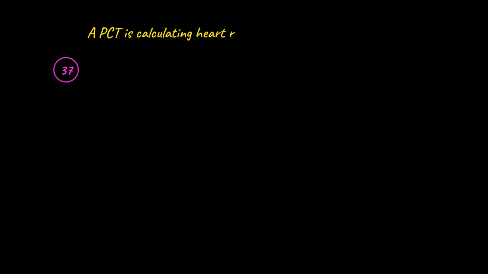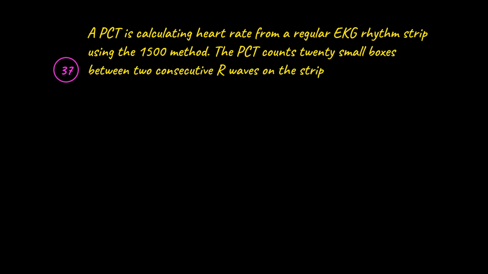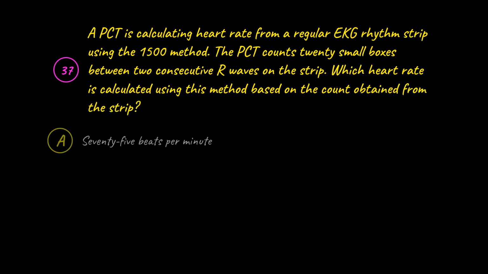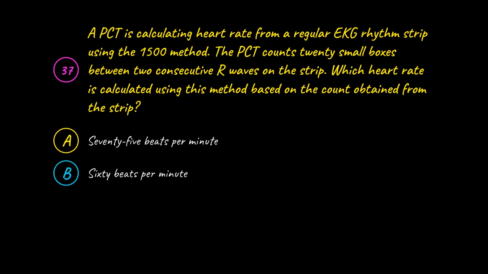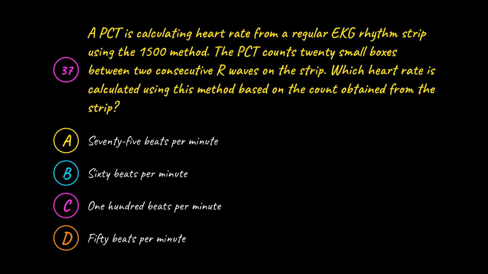Question 37. A PCT is calculating heart rate from a regular EKG rhythm strip using the 1500 method. The PCT counts 20 small boxes between 2 consecutive R waves on the strip. Which heart rate is calculated using this method based on the count obtained from the strip? Your options are A. 75 beats per minute, B. 60 beats per minute, C. 100 beats per minute, D. 50 beats per minute. Pick one. Trust your gut. Here's your chance to test yourself.